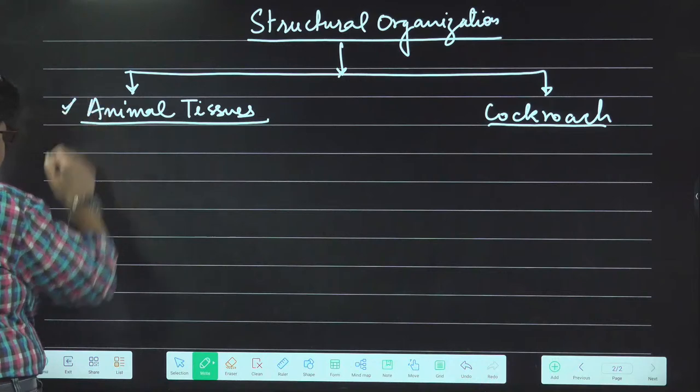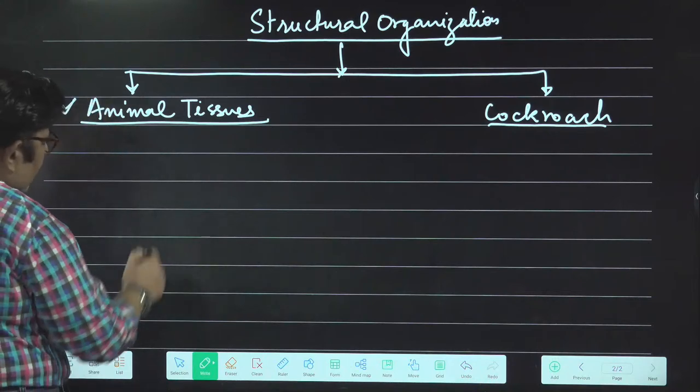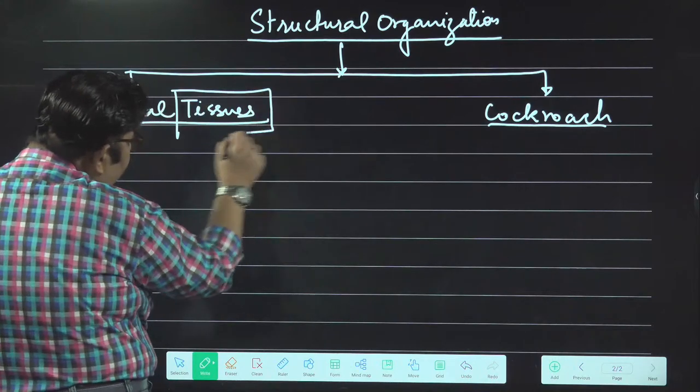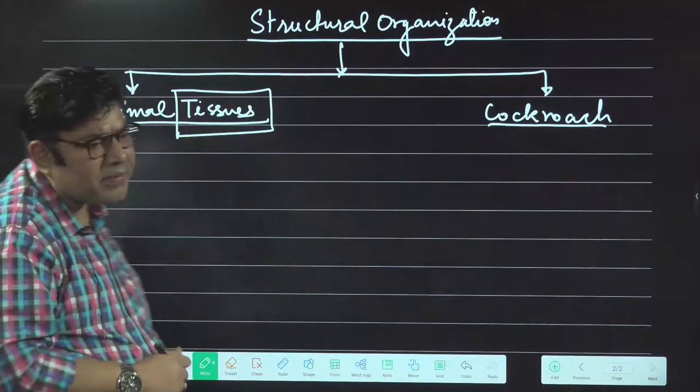Starting with the first part, animal tissues. From which phylum can we see the tissues appearing for the first time?